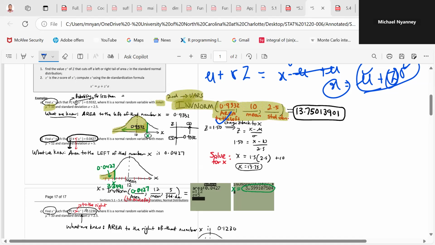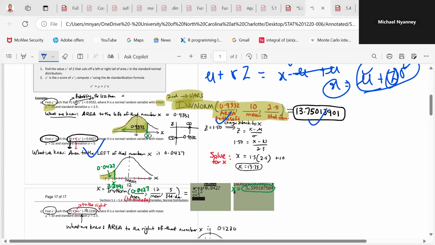Okay, that's it. But note, before you can use the inverse, make sure your area is to the left. To know that it's to the left, you realize that you are using the less than to show that you are going to the left, and the greater than means that you are going to the right. Okay, so we have another example here. We apply the same principle to get our S back.